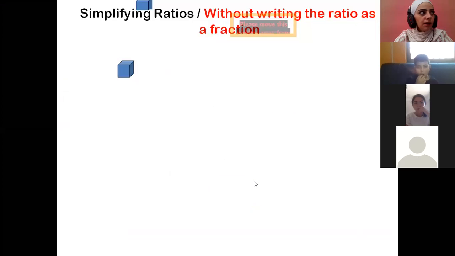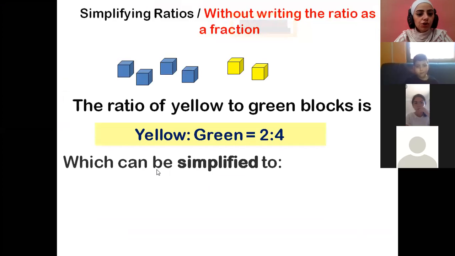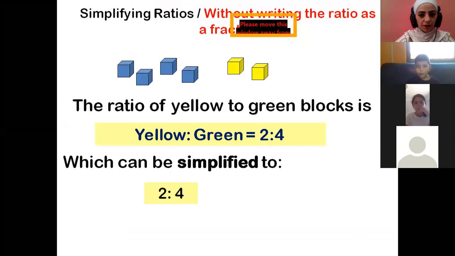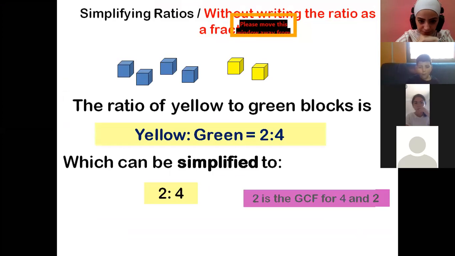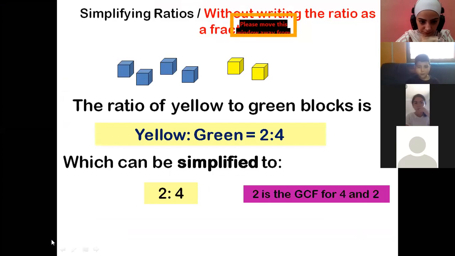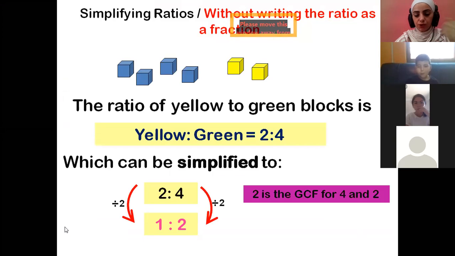So Layan, this is it, 2/4, which can be simplified. What's the common factor between 2 and 4? 2. Yes, so we divide 2 by 2 and 4 by 2, so you get 1 to 2. Yes, 2 divided by 2 is 1, and 4 divided by 2 is 2, so this is the simplest form. Excellent, Layan.